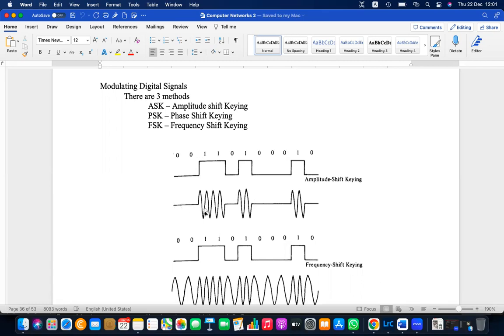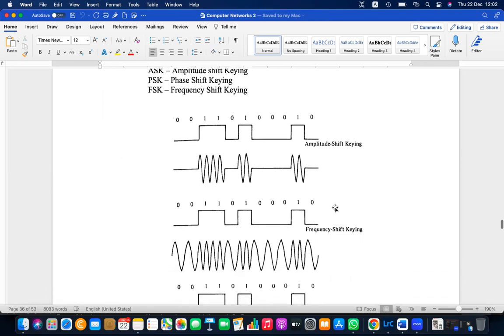When it is 0, you can see the signal is cut down. Then when it is 1, the signal is present. When it is 0, the signal is removed. When it is 1, the signal is present. And this is how amplitude shift keying is done. Similar to amplitude modulation. The only thing is the data signal is digital.